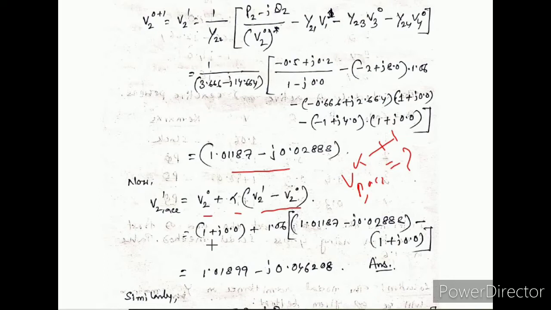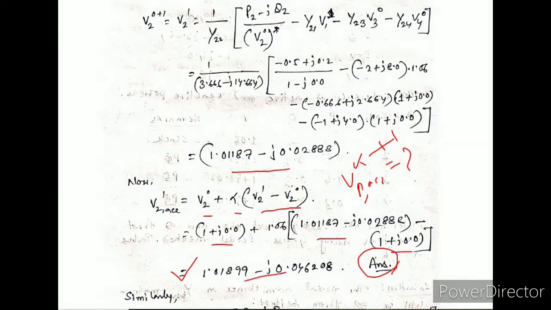Now if we put all the values, whatever is given or found, finally we will get V2 to the power 1 accelerated, and that value is 1.01899 minus j0.046208. So this will be the final V2 result for bus number 2. That means the final bus 2 voltage after completing iteration 1 is this one.